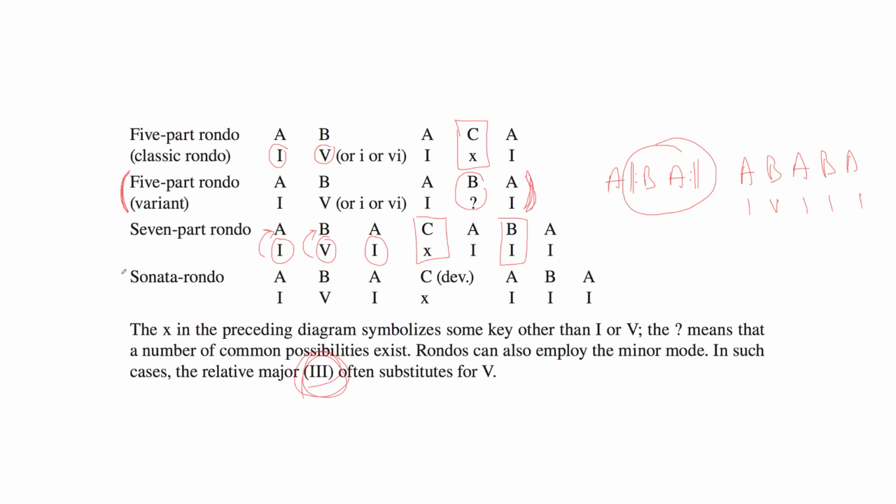And we have a special, interesting form called sonata rondo. This is actually a 7-part rondo. Everything is the same except the C part is more elaborated. This is like a development. This is not only a section like A and B. This is broader and more elaborated than the other sections. We will talk about this one in detail in the following slides.